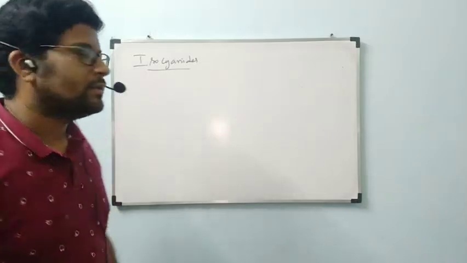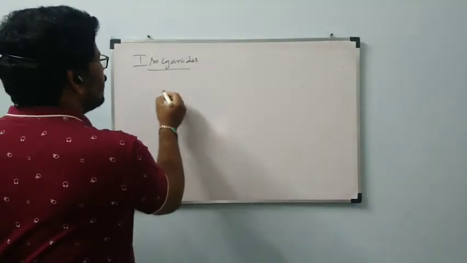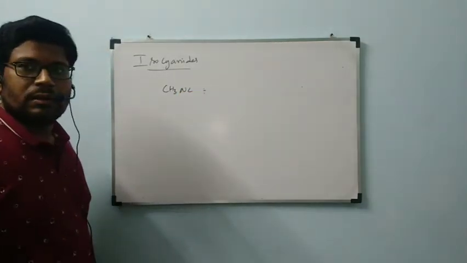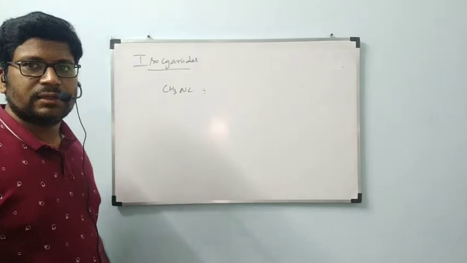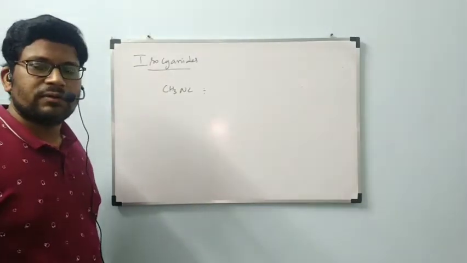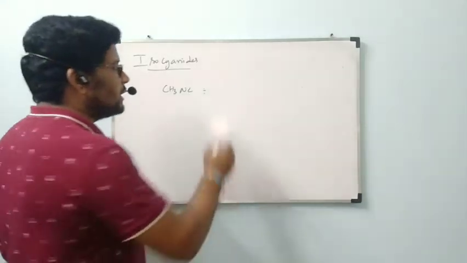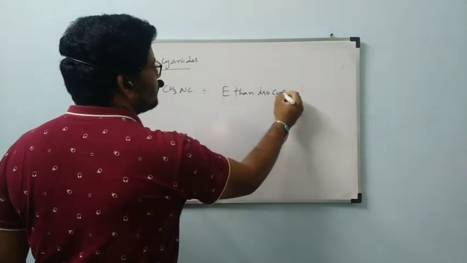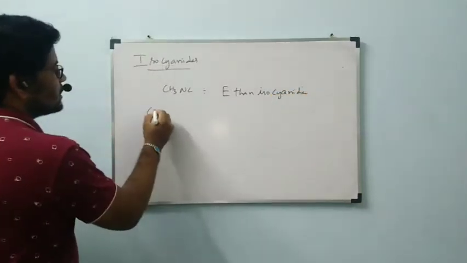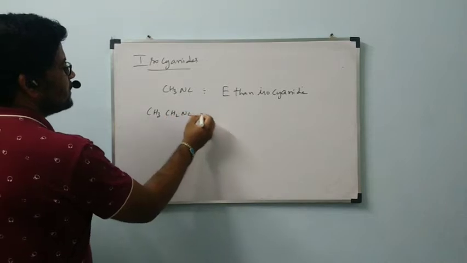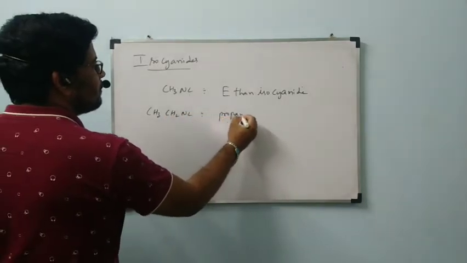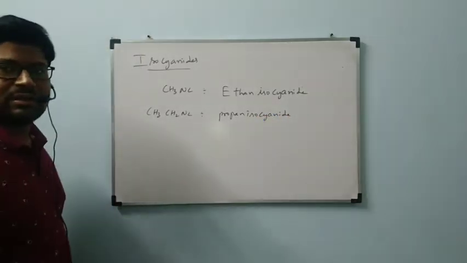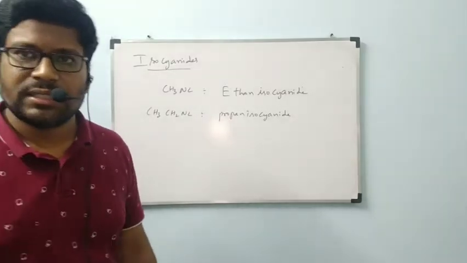When we have isocyanide, CH3NC, how many carbons do we have? Totally two carbons. Ethane isocyanide. Then CH3CH2NC, propane isocyanide. Like that, all are regularly repeating only. Like that, we will give names of these isocyanides.